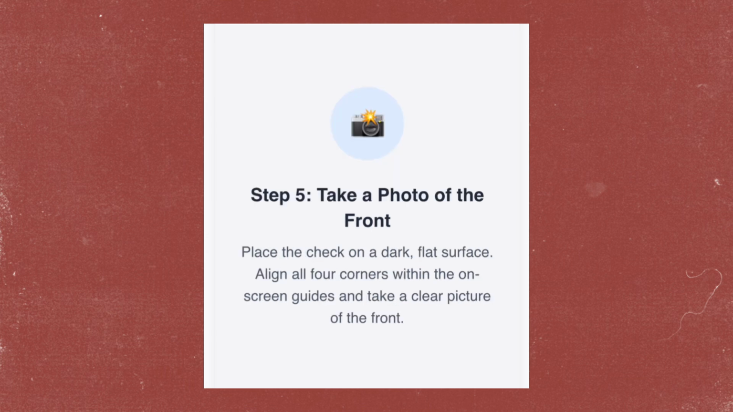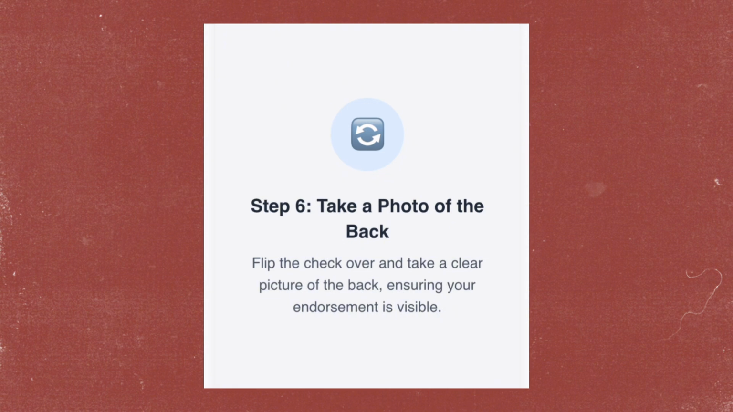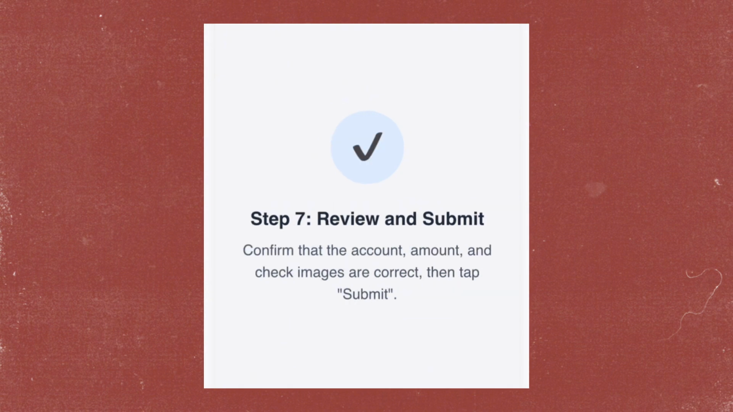Next is to take a photo of the front. So place the check on a dark, flat surface, and then you must align all four corners within the on-screen guides and take a clear picture of the front. Next is to also take a photo of the back. So flip the check over and take a clear photo of the back, ensuring that your endorsement is visible.